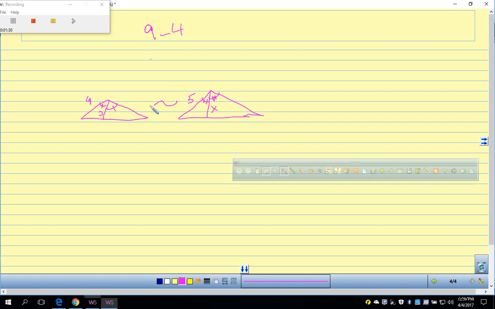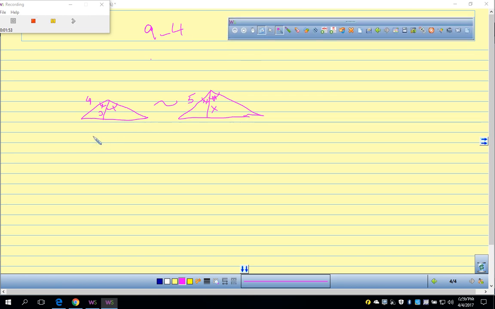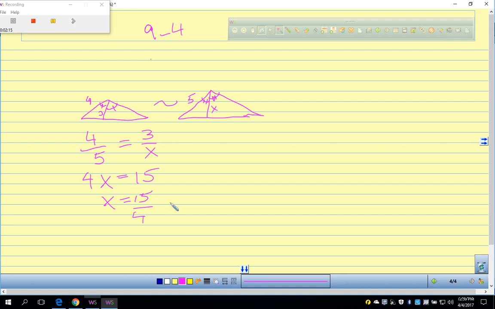So if the triangles are similar, and this little squiggle says these are similar, then the angle bisectors are also proportional. So you could set up a proportion: 4 is to 5 as this 3 over here is to x. And then you just cross multiply. 4x equals 15. x equals 15 over 4. 4 goes in there 3 times, so 3 and 3/4.